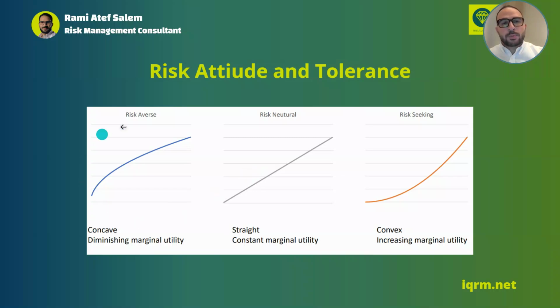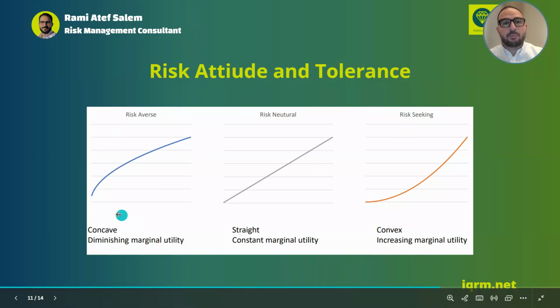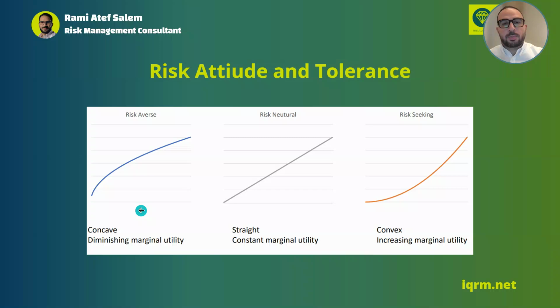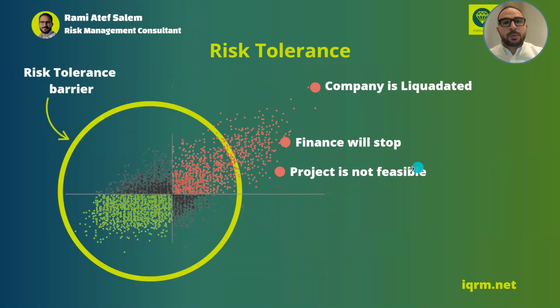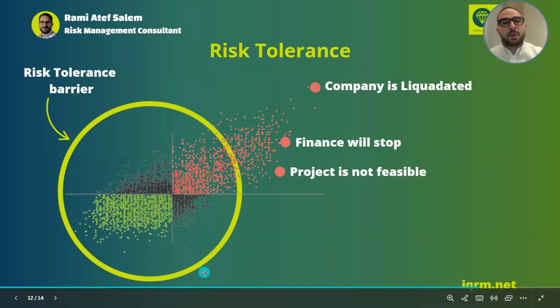Most companies are risk averse, unless, like if you're in the financial sector, or if you're Elon Musk doing really risky stuff and you are open to risk. That would be the convex or risk-seeking pattern. But most organizations, most companies, are risk averse. People are trying to minimize the risk. They want more reward than the risk itself. So what we try to do is define the risk tolerance barrier and understand which decisions are good for us and which decisions are bad for us.